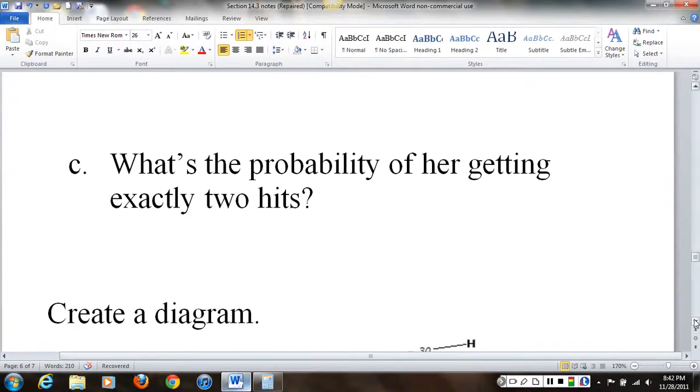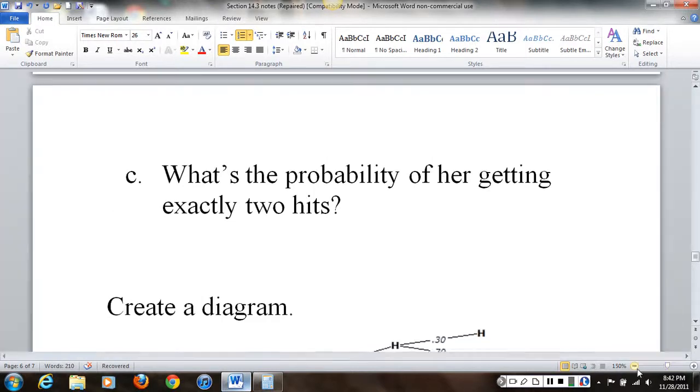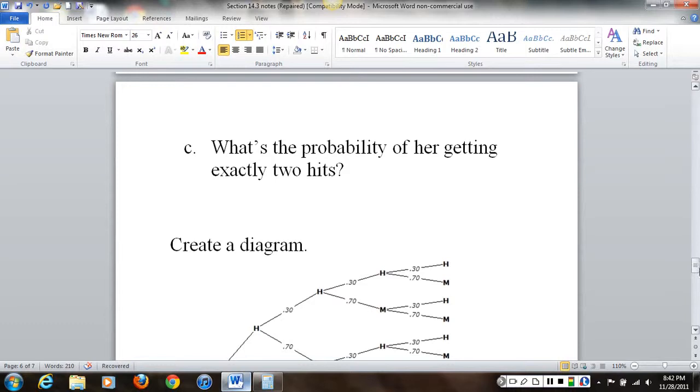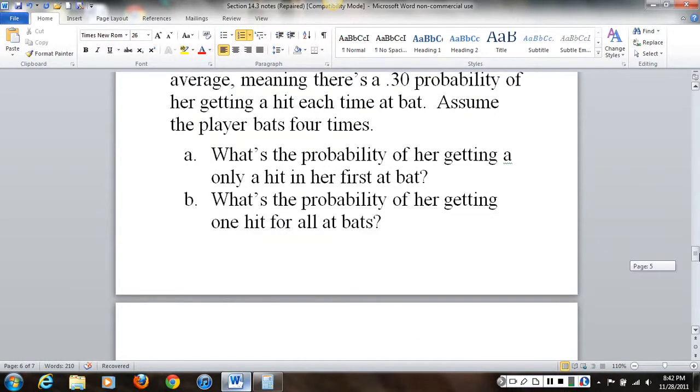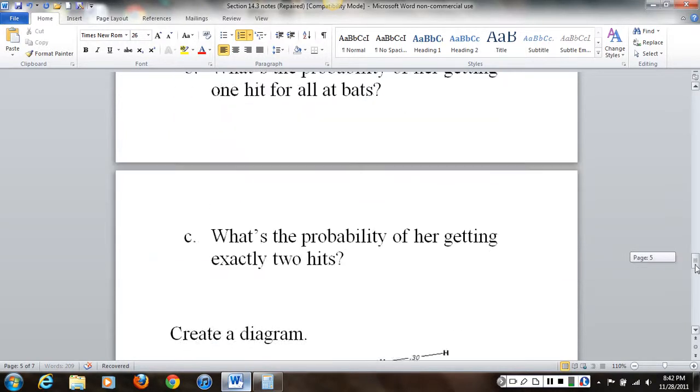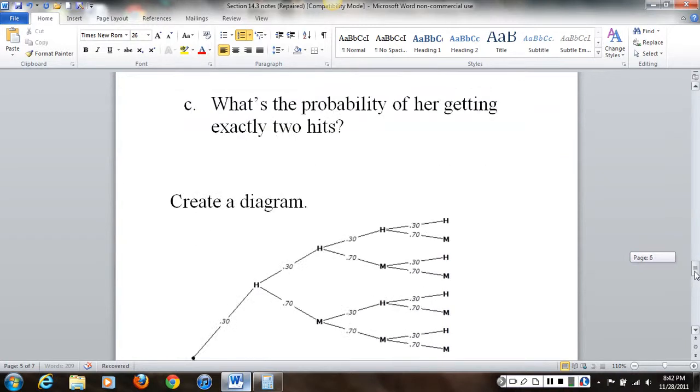So this is an example, like I said before, where a diagram comes in fairly handy. Now I know it's better when you can see everything large on your screen, but to get everything in, I'm going to have to zoom out. So what's the probability of her getting only a hit? And let me correct my grammar. At least somewhat. I'm sure that's not perfect. You English majors who are watching this are probably criticizing me. So here's my diagram.